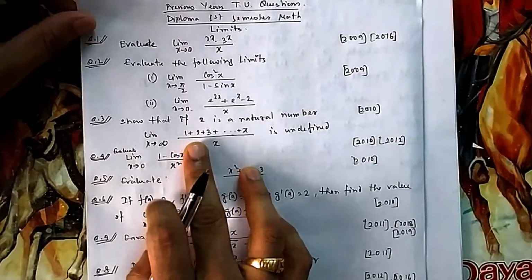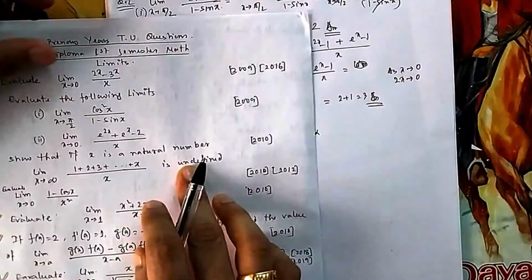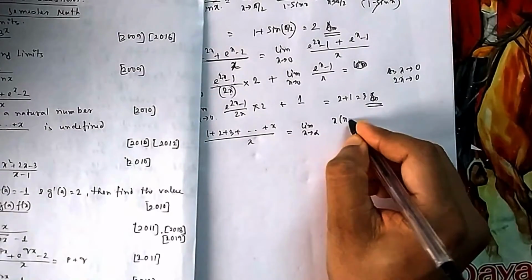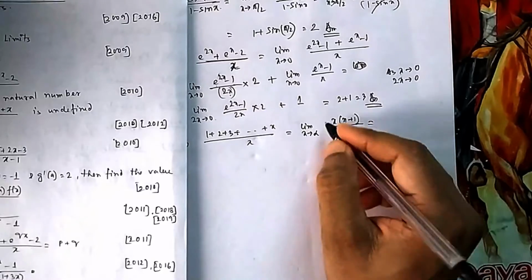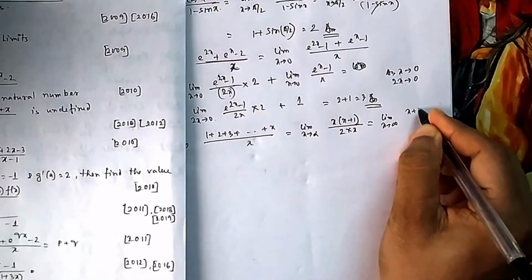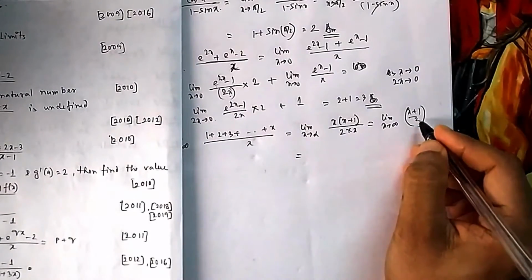Now if you come to question number 3, if x is a natural number, then prove that this is undefined. So x is a natural number, so you can find the sum of natural numbers 1 plus 2 plus dot dot dot up to n. What was the formula? n into n plus 1 by 2. Now you can again cancel out this x, so it will be limit x tends to infinity, x plus 1 by 2. So now if you put infinity, what will be the answer? Infinity by 2 is infinity.